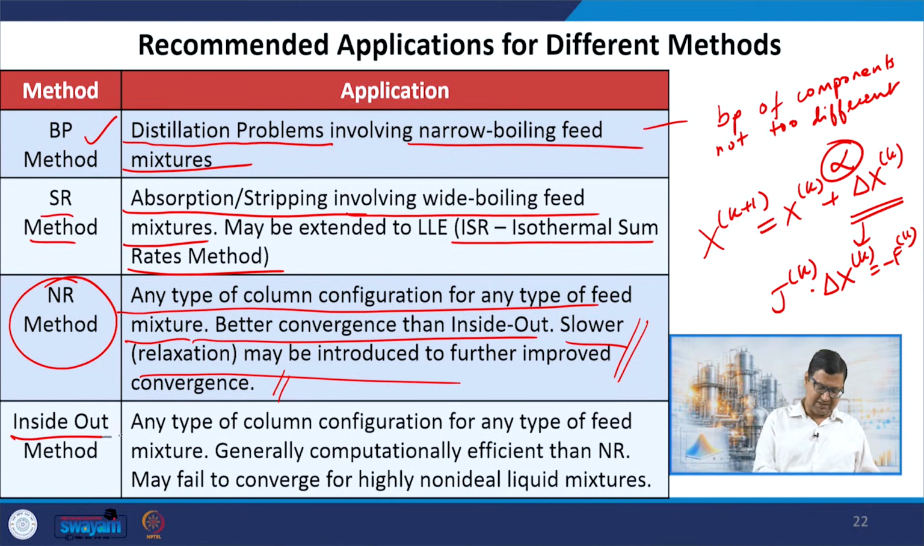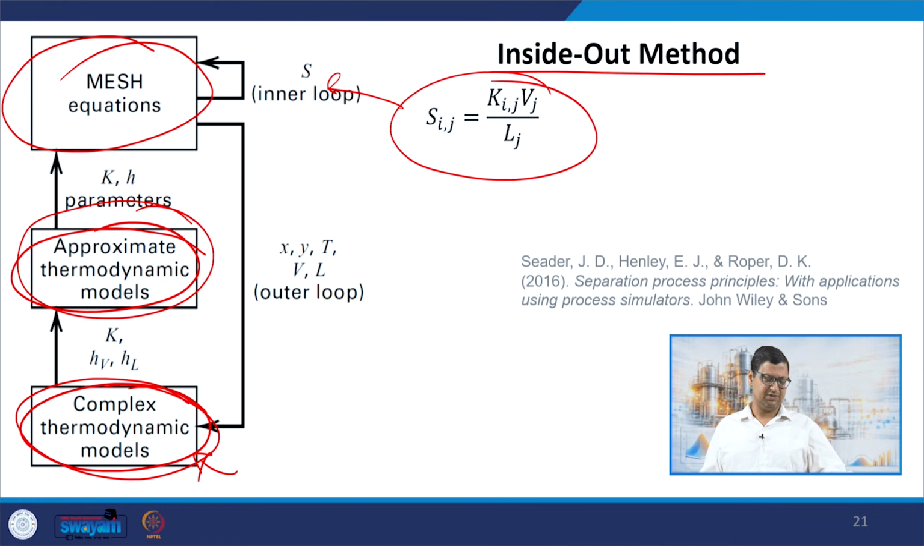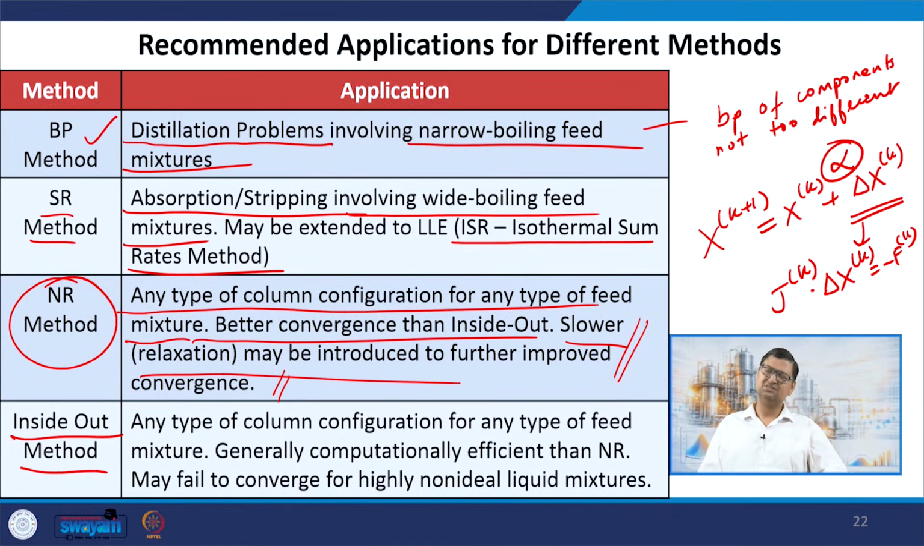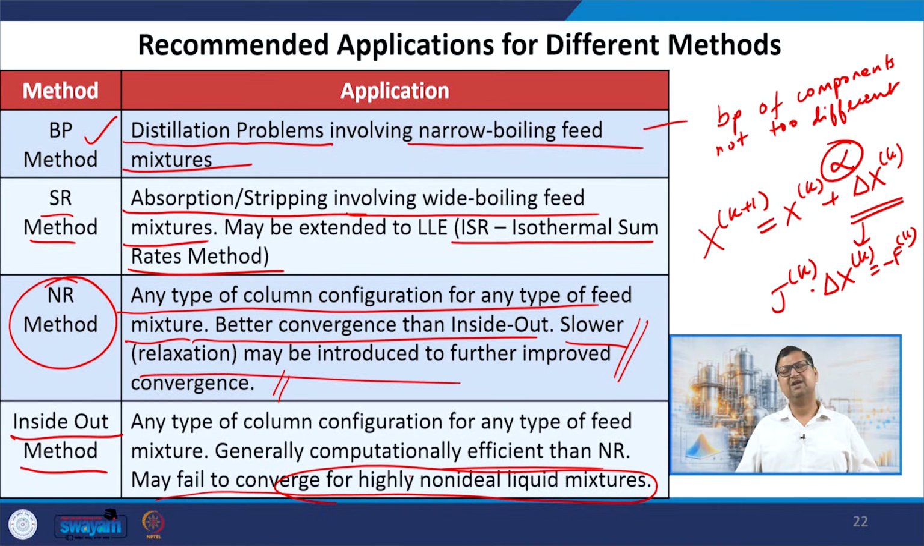The inside out method, for the reasons that I just discussed, that it is using approximate models for the inner loop, is going to be computationally efficient compared to NR in general. But then if the liquid mixtures are quite non-ideal, in that case it may fail to converge, right? But it is as versatile as NR. It can pretty much hold for any kind of column configuration, for any kind of phase mixture. So with that, I conclude this lecture. Thank you.